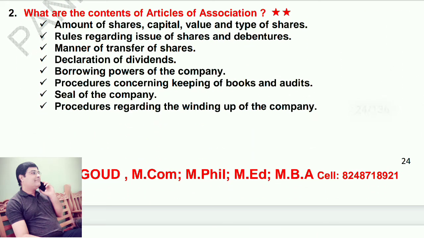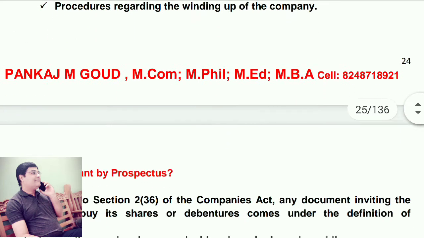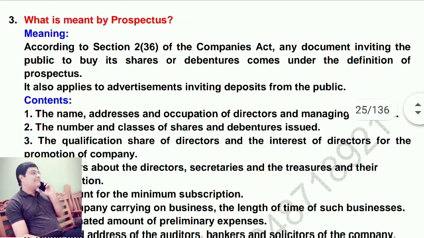Next one, what are the contents of the Articles of Association? This question was asked in the quarterly and half yearly exams. Very important question, both memorandum and articles. Amount of shares, capital, value and types of shares. Rules regarding issue of shares and debentures. Manner of transfer of shares. Declaration of dividends. Borrowing powers of the company. Procedures concerning keeping of books and audits. Seal of the company. Procedures regarding the winding up of the company. Everything will be mentioned in the Articles of Association. Articles of Association means the internal rules and regulations of the company.